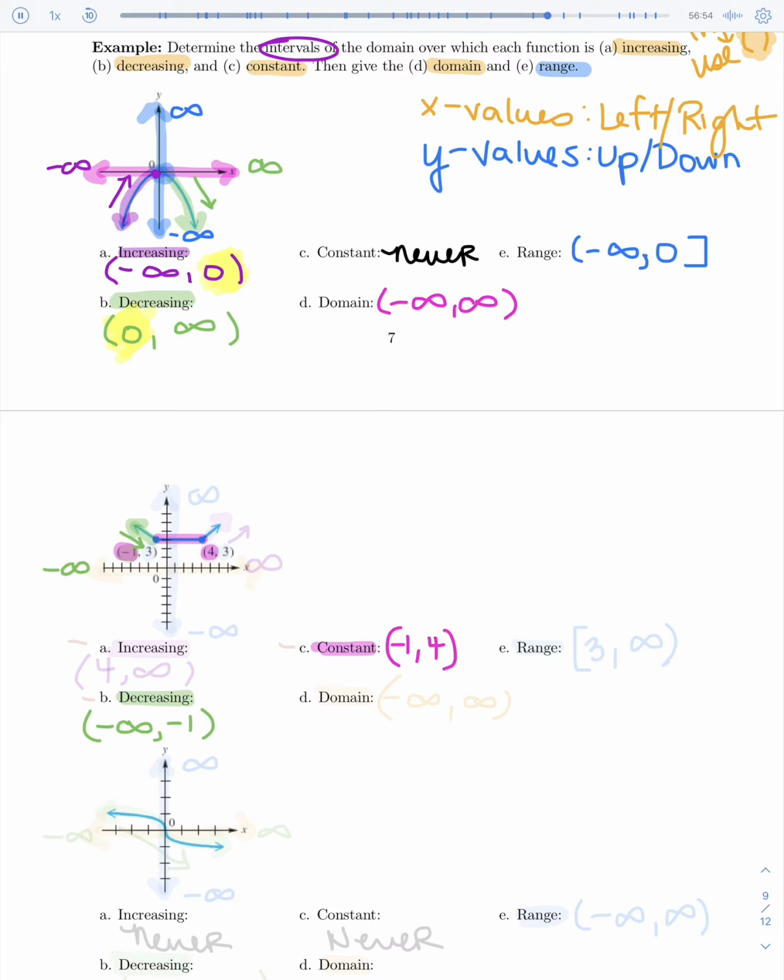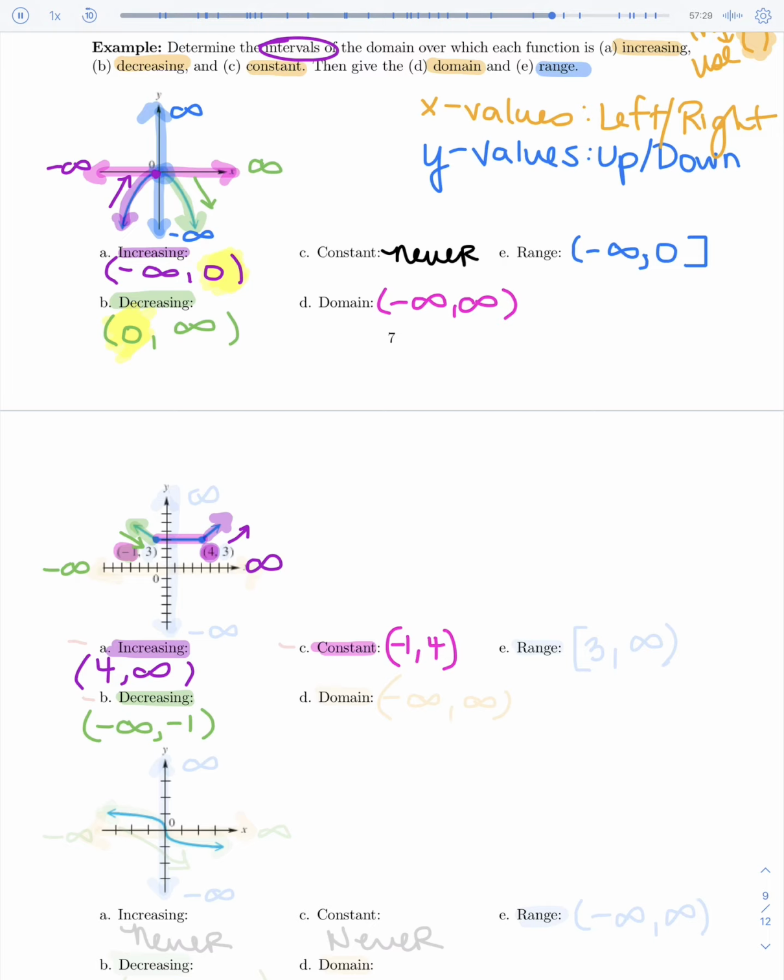Our last piece, when am I increasing, is on that last little piece on the right. Notice that I'm going upwards from left to right. So that means that's when I'm going to be increasing, which is again starting at that point, which has an x value of 4, and continues on forever to the right to infinity. And again, we're going to use open intervals, so a parentheses.